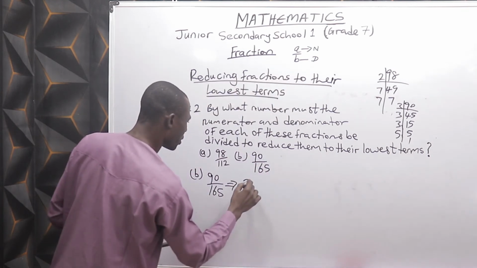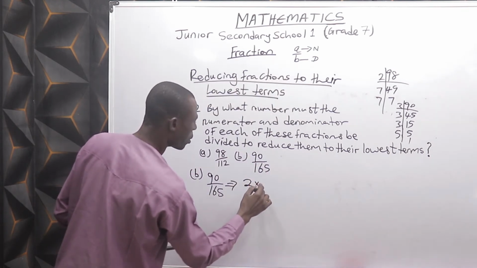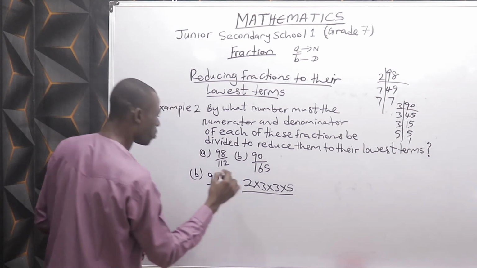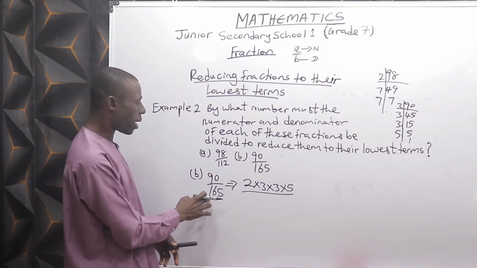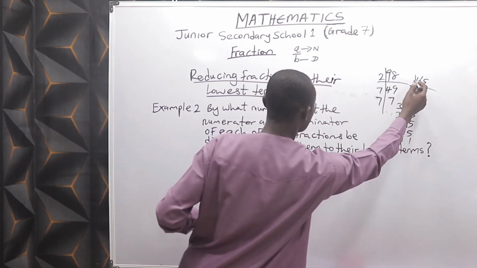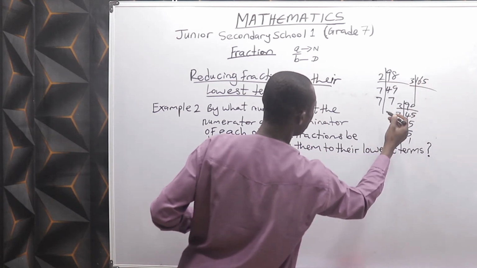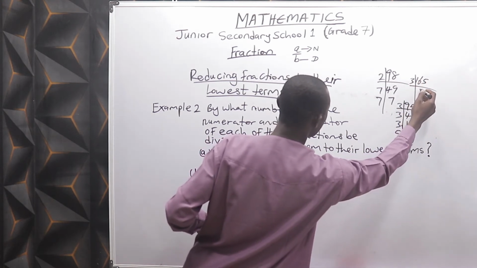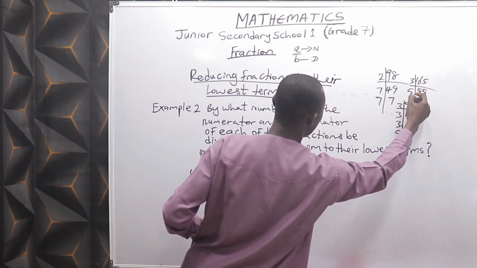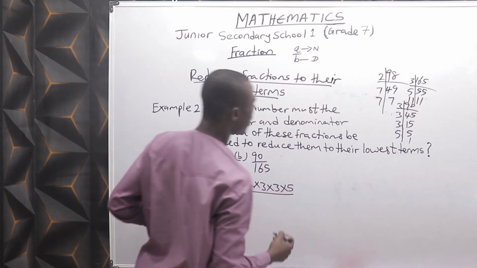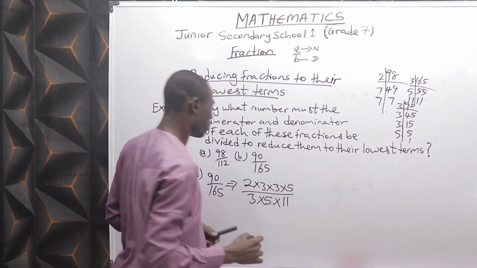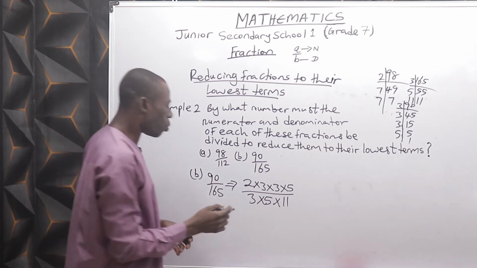So that means that is 2 times 3 times 3 times 5, divided by, we break 165 as well into factors. Breaking 165 into factors, what goes in this? 3. 3 in 165 gives 55, then 5 in 55 gives 11, then 11. That's 3 times 5 times 11. Are you following? So look at it.